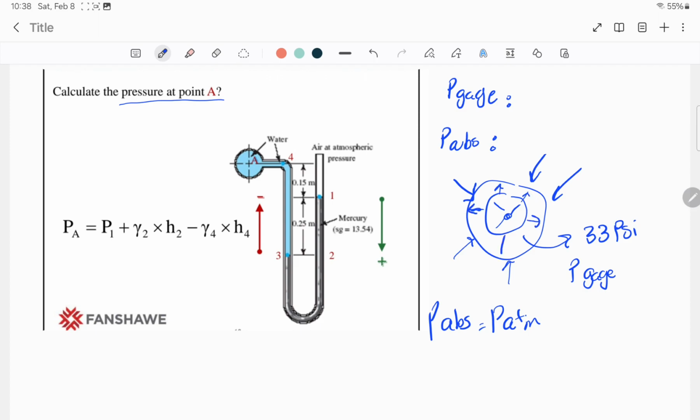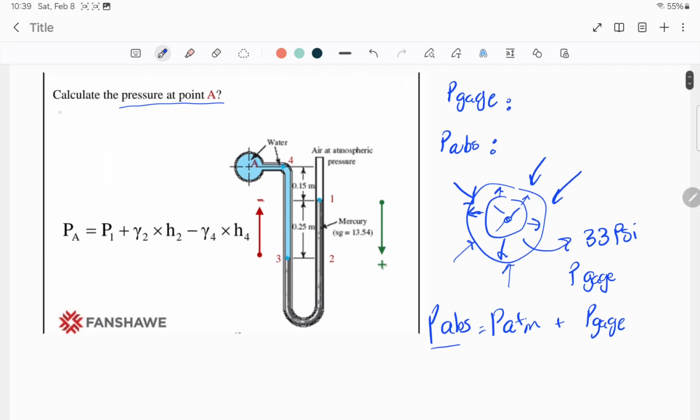So basically absolute is a total pressure. Absolute equals atmospheric pressure plus the gauge pressure. And usually when he asks you, calculate the pressure at point A, they mean the gauge by default, unless specified that he wants the absolute pressure. You're always just going to find the gauge pressure, which is inside that area right there. That's trick number one.